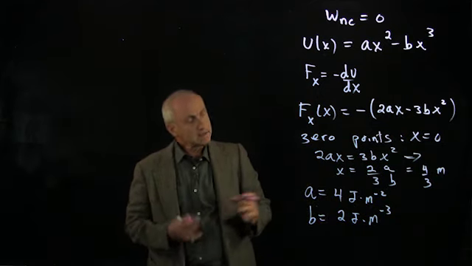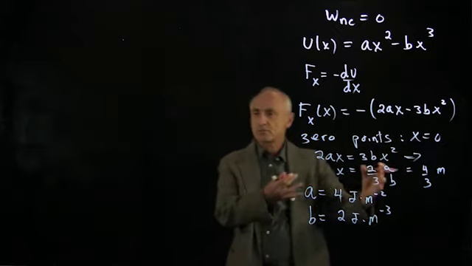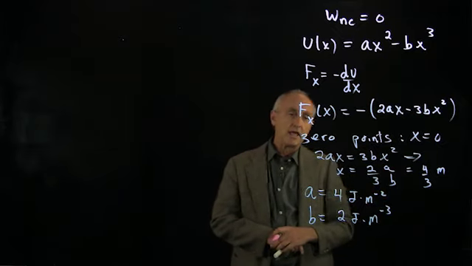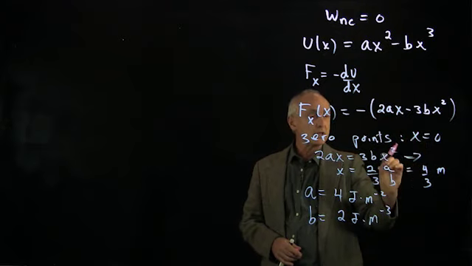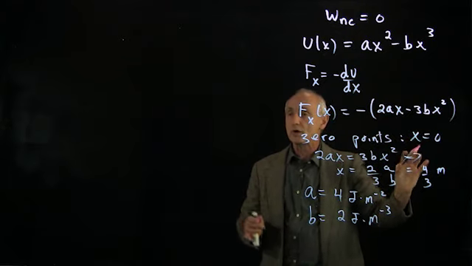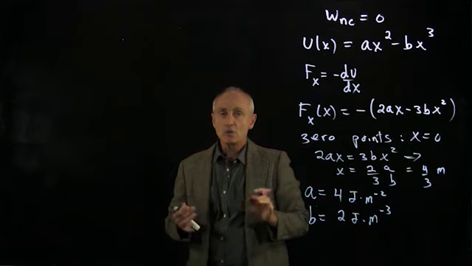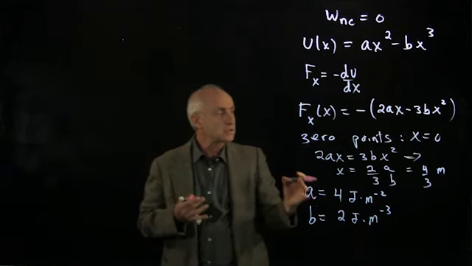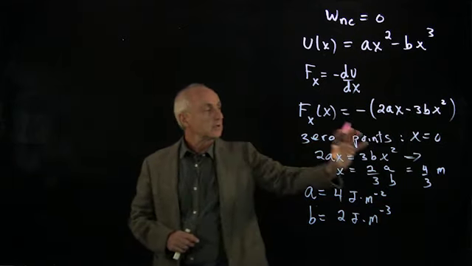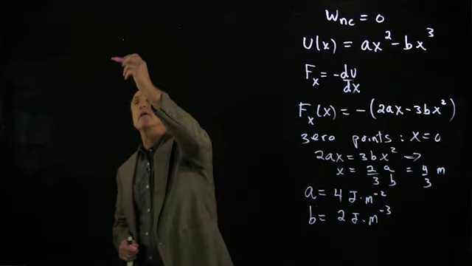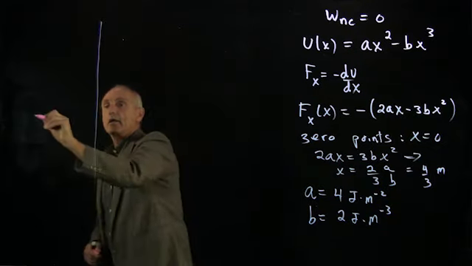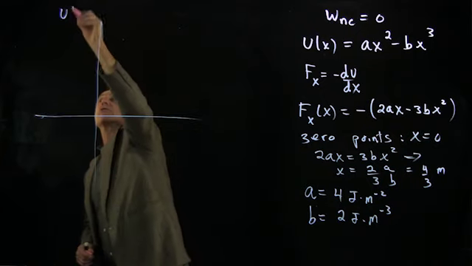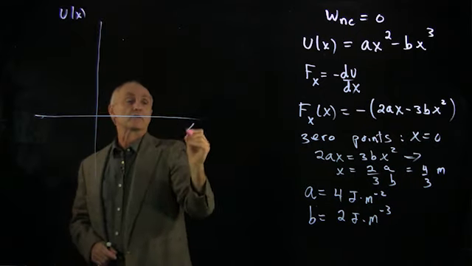So that's nice, but we'd like to know some properties of these zero points. If we had a particle that we started with some energy at one zero point, where would it go? What would it do at the other point? In order to understand a little more detail about these zero points, let's make a plot of our potential energy U of x versus x.